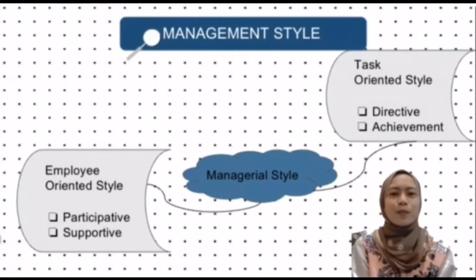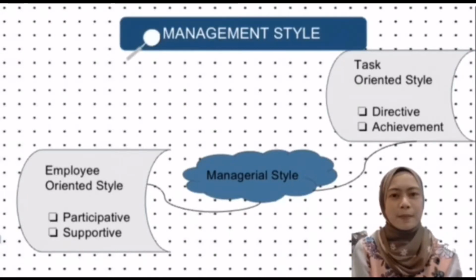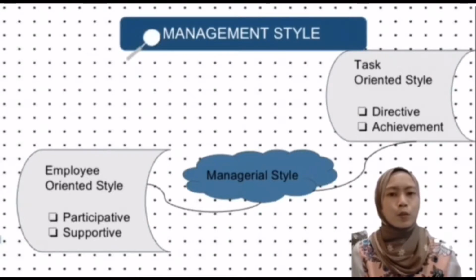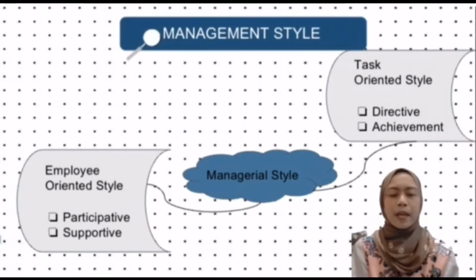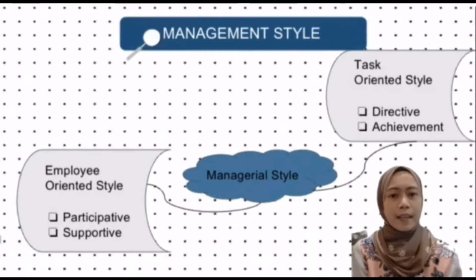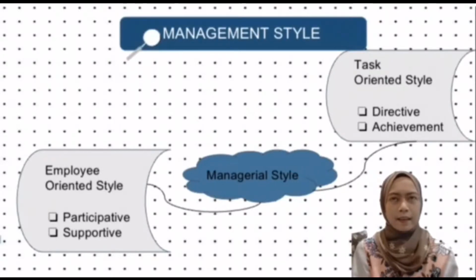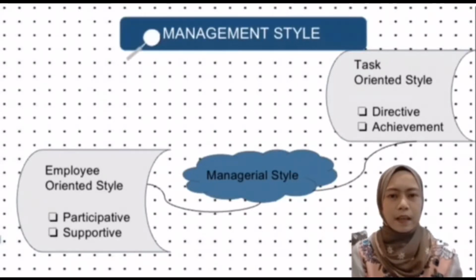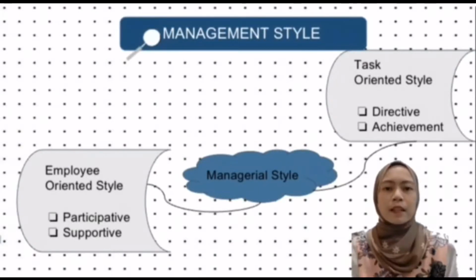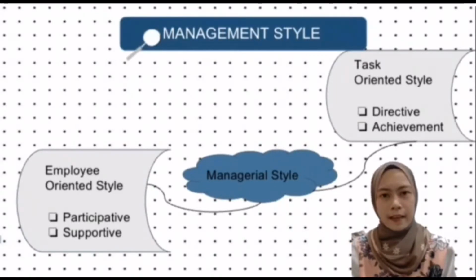Next, I will explain about management style. Managerial style has related to two dimensions of leader behavior, which are employee-oriented style and task-oriented style. The employee-oriented style has two types, which are participative and supportive style. Employee-oriented style require higher level of interpersonal skill.